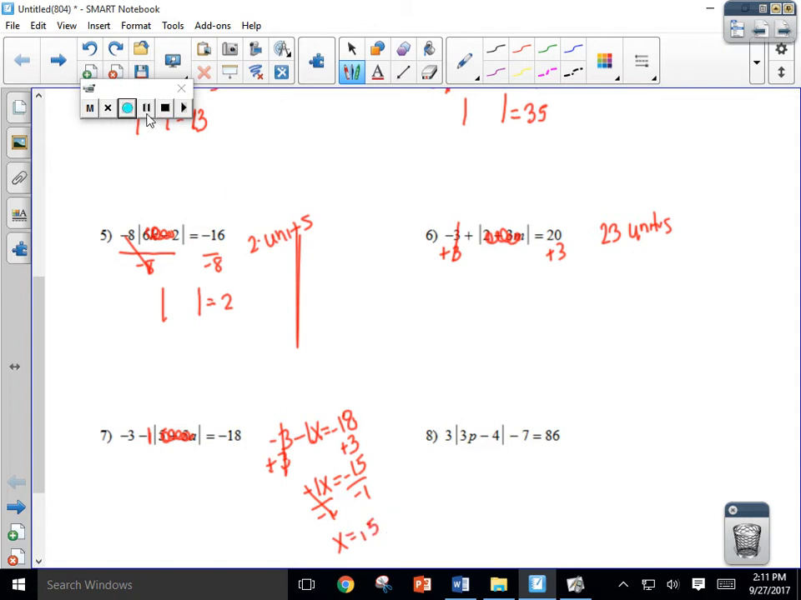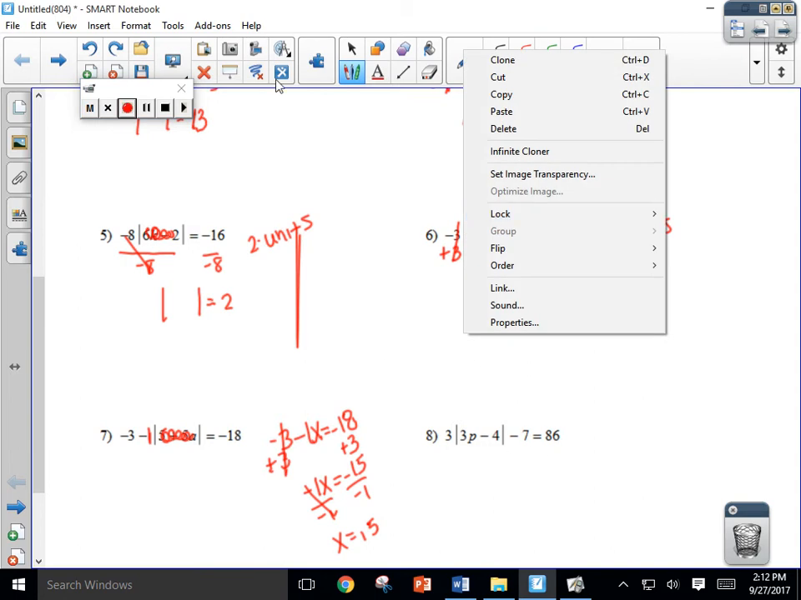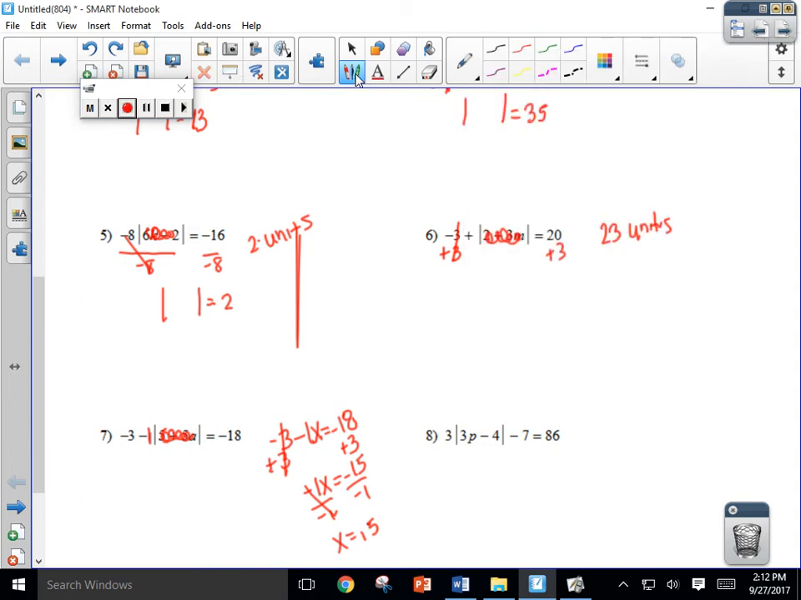Okay, so this last one, again, this is 3 times the distance minus 7. So I've got to move the plus 7. And I get 3 times the distance equals 93. Divide both sides by 3. And I get the distance equals 31. So this one is 31 units.